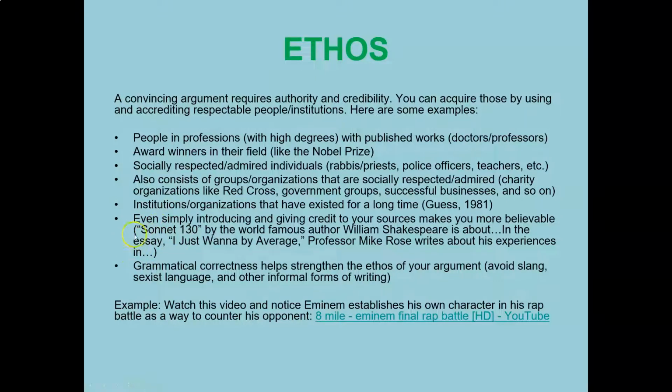My next two pieces of advice, they're not really examples, but it's more like advice that I can give you on how you can write so that your ethos can be stronger. Just the simple way of the way that you are introducing your sources. So notice over here I put Sonnet 130 by the world famous author William Shakespeare. Now I could just say written by Shakespeare and everyone will know what I'm talking about. But world famous author is a way that I'm trying to establish the ethos in my writing.